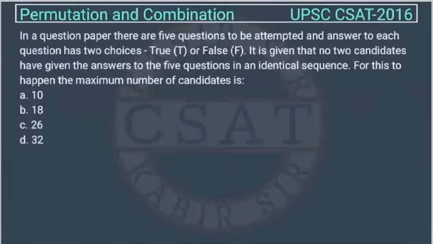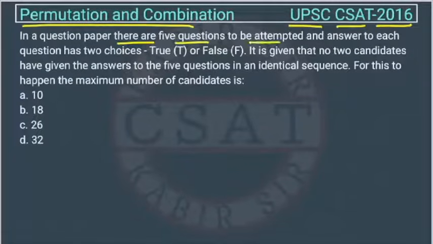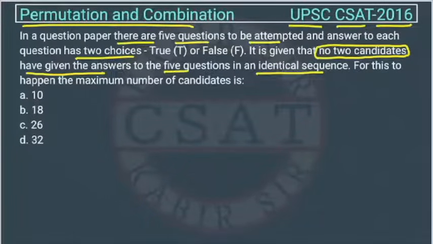This is a question from the Permutation and Combination chapter asked by UPSC in the CSAT paper of 2016. In a question paper, there are 5 questions to be attempted and the answer to each question has 2 choices, true or false. It is given that no 2 candidates have given the answer to the 5 questions in an identical sequence. For this to happen, the maximum number of candidates is, right?